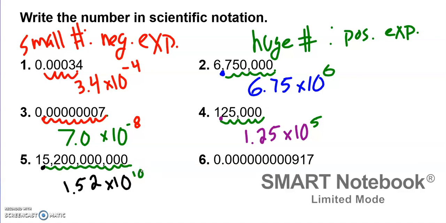And last but not least, we have this very small number. So we have 0.0000000000917. We have to end up being between 1 and 10, so it's going to be in between that 9 and the 1. Here we go. So now we have 9.17 times 10. I have a very small number, so it's going to be a negative exponent. And now we got to count. How many times did we move it? Here we go. 1, 2, 3, 4, 5, 6, 7, 8, 9, 10. So it's 9.17 times 10 to the negative 10th.